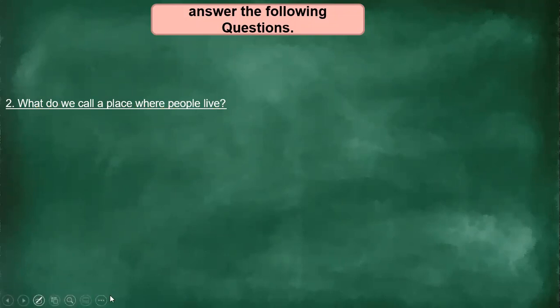So those places you were seeing, village, town, city, farms, we call them settlements. All in all, they are settlements. So it's where people live. You get my point. Thank you, guys. Let's move on.